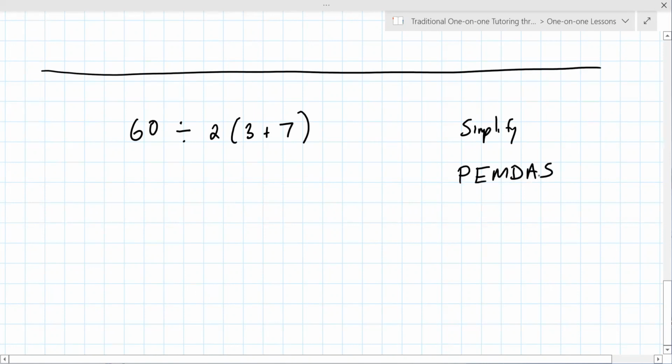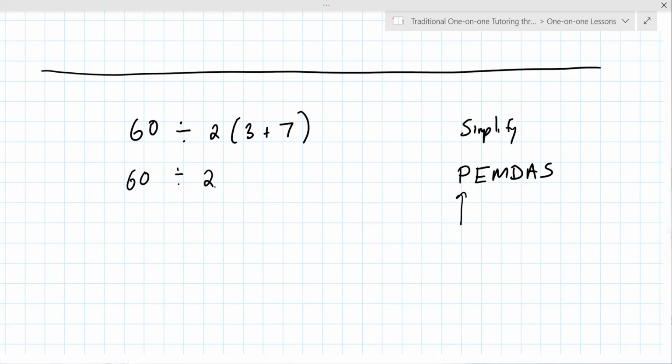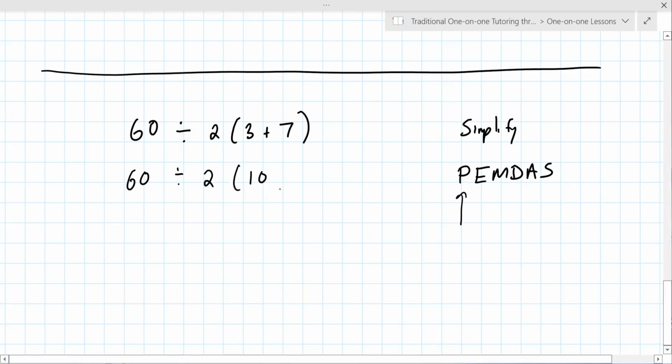Now, what comes first? What does P represent? P represents parentheses. Are there parentheses in this problem? Okay, so what is inside parentheses? 3 plus 7. So what should you do first? You should add. What is 3 plus 7? 10. Okay. Should I write it down?